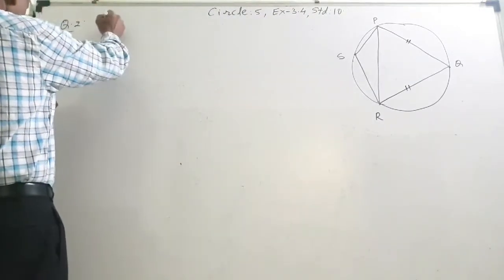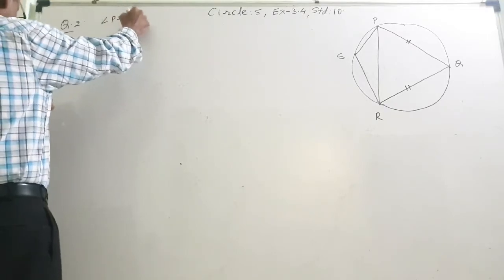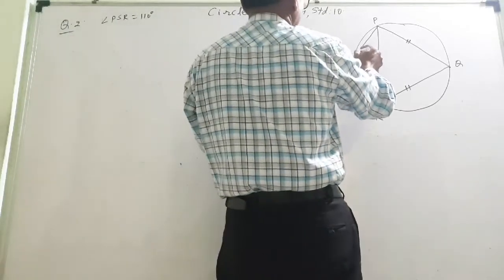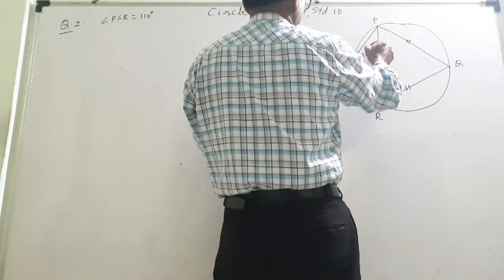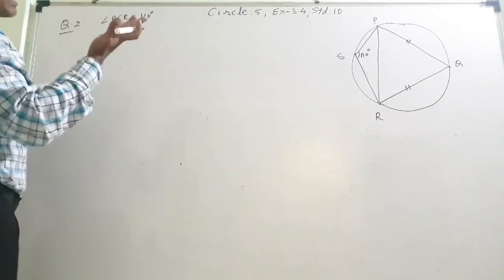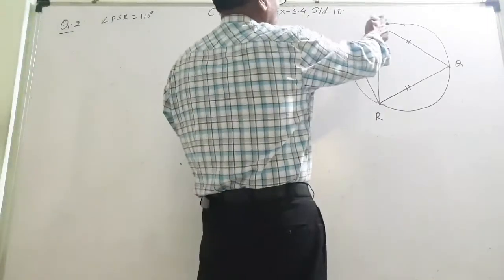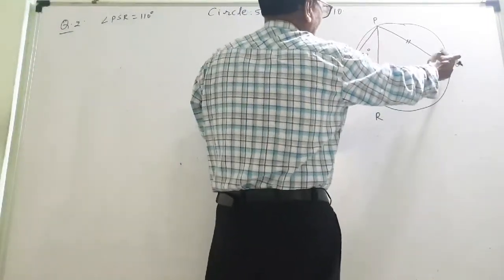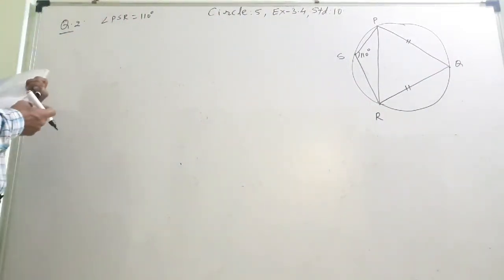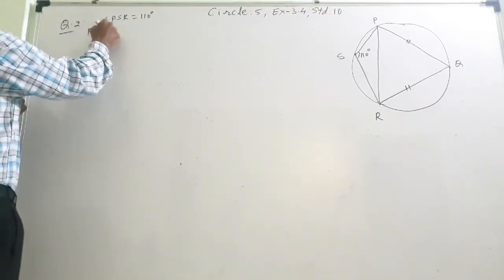And angle PSR is equal to 110 degrees. This angle is 110 degrees. And the quadrilateral is cyclic. It is not needed to tell that it is cyclic, because all the vertices of this quadrilateral are on the circle. A quadrilateral whose vertices are on the circle is cyclic only. So what to find, I will write here.